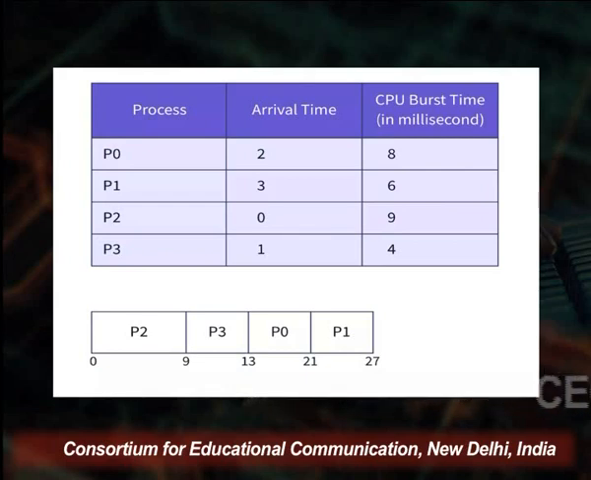Then comes P3. Now why has P3 been taken here? For the simple reason that P3 has come up at second number 1, that was second to come up in the queue at time instance 1. Then P3 is given 4 seconds of CPU time. No one preempted it, or no one took the control of the CPU. Similarly, that goes with P0 and P1.